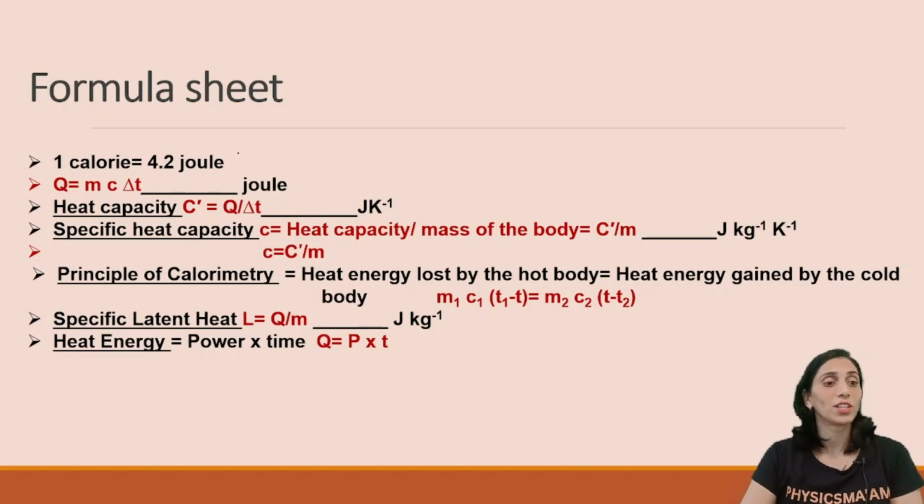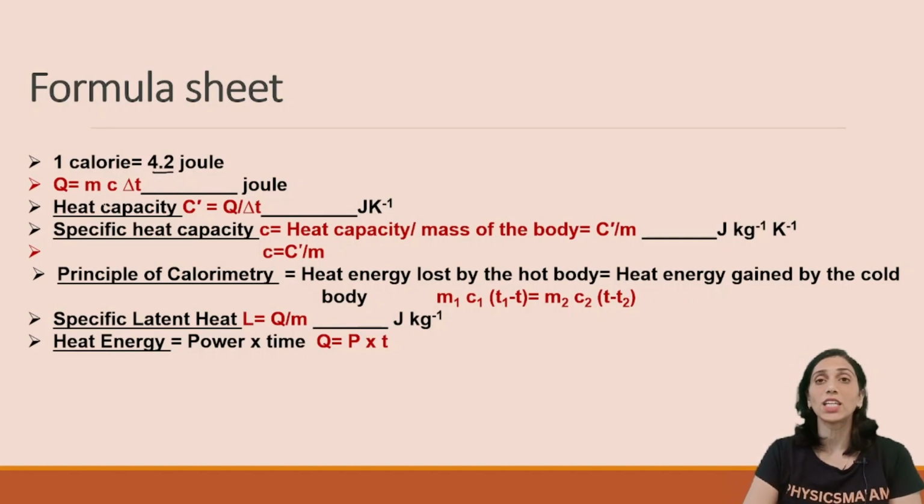The very first relation is between calorie and joule. Both of them are units of heat energy, right? Joule is the SI unit and the calorie is another unit that is used to measure heat energy. So 1 calorie is equal to 4.2 joules. It's precisely 4.18, but for all calculation purposes, we'll use 4.2 joules, right?